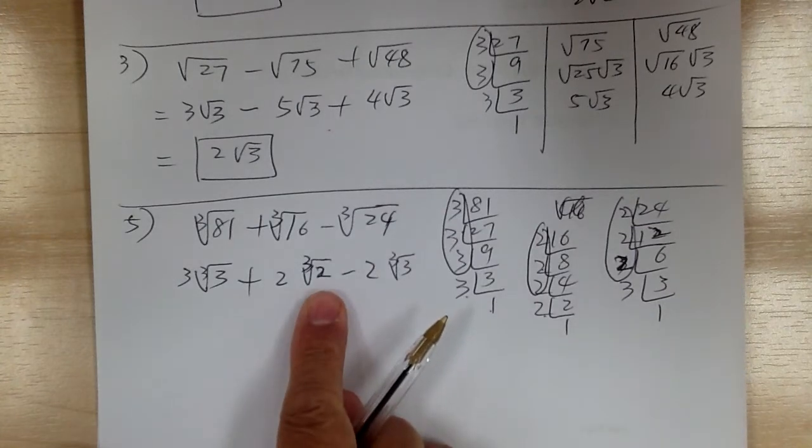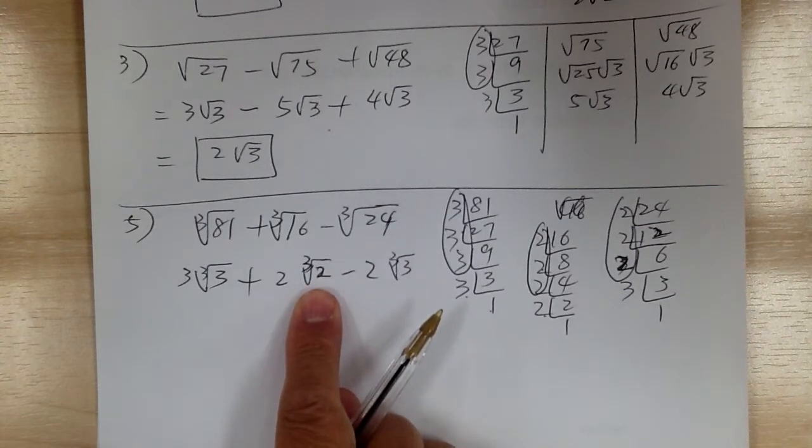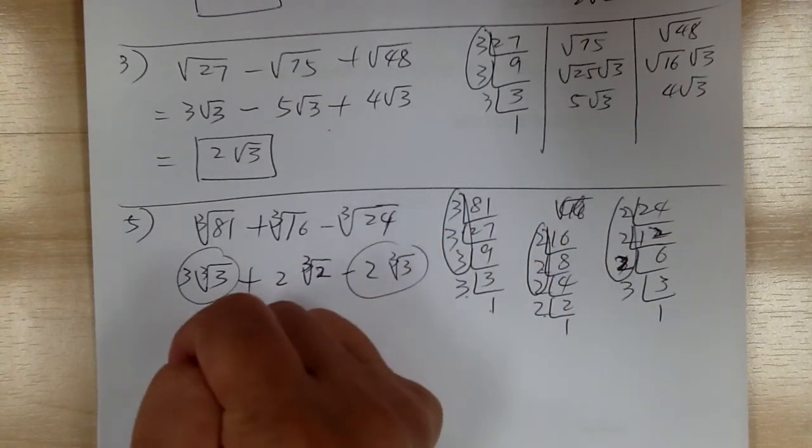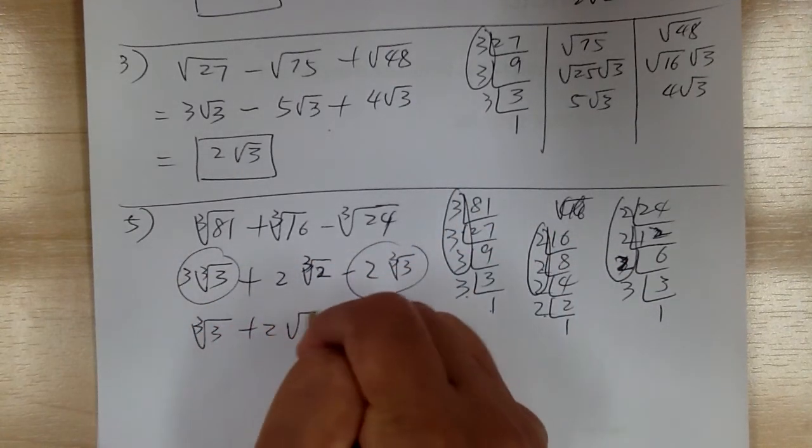Okay, so this is a different radicand, so you cannot do anything to these. So you can only combine this one and this one. So you're going to get cube root of 3 plus 2 cube root of 2.